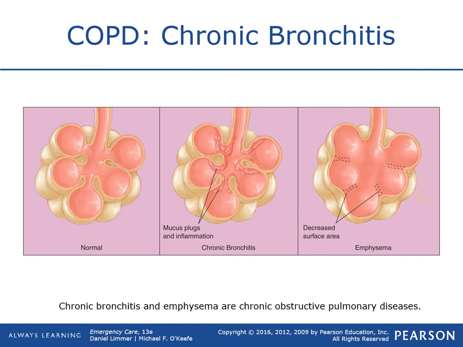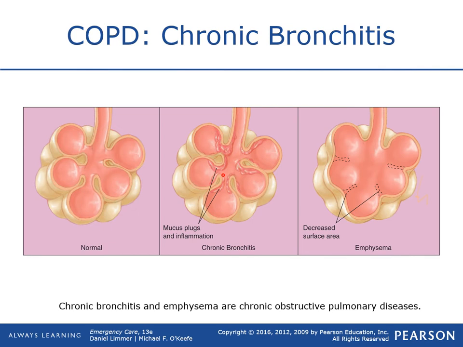So these are some pictures of alveoli. Over on this side, we have a normal alveoli. Take a look at the walls right here. So that's normal. When we have bronchitis, we have inflammation happening in your alveoli. We also have inflammation happening in your bronchioles. And we also have mucus that will plug this area up.